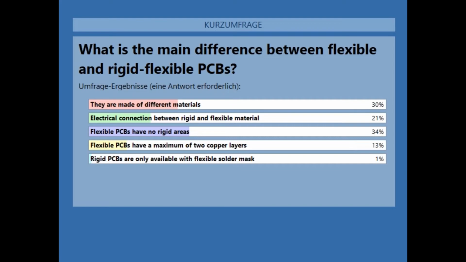We have 2 top answers. The first one, they are made of different materials, 30% and 34%: flexible PCBs have no rigid areas. The correct one would be electrical connection between rigid and flexible material. So 21% of you are correct. And with that, I fade out and give back to Guido.